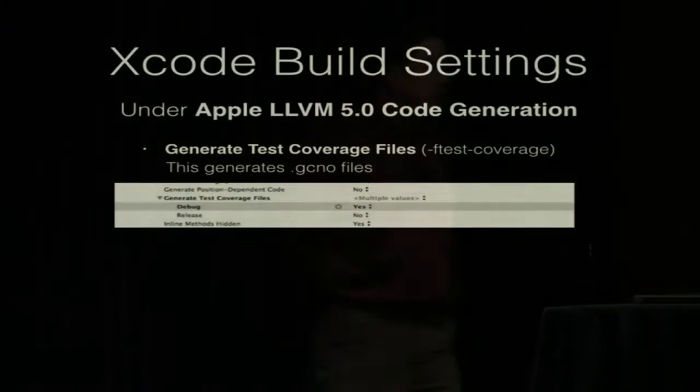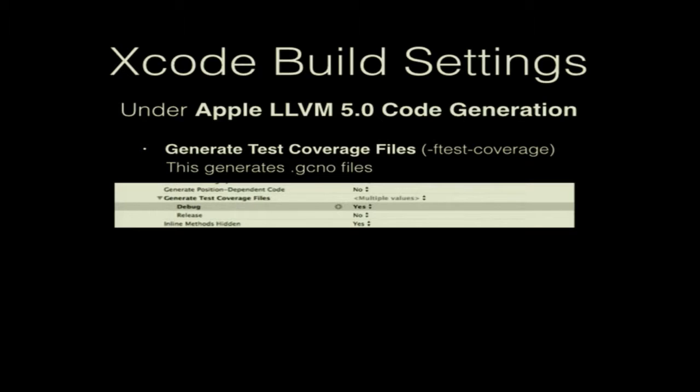The first thing we have to do is turn on some build settings. If you go to your application target and look under the Apple LLVM 5.0 code generation, you'll find the first one, which is generate test coverage files. And you just turn it to yes. This is the equivalent of a compiler flag, -ftest-coverage. And that will generate your GCNO files. These get compiled alongside your object files.